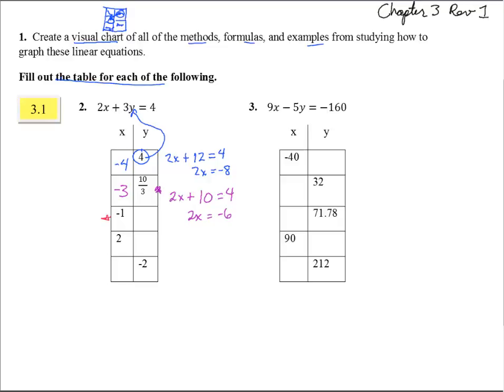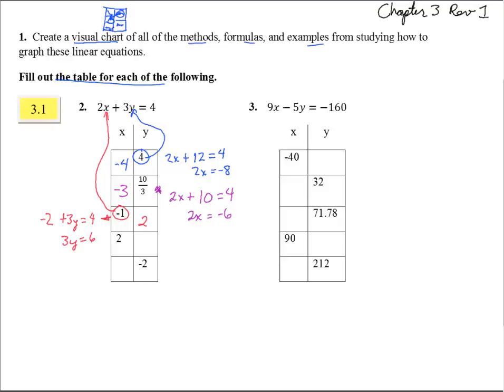The next one, let's do this one right here. Now this guy is not going into y, he's going into the x value. So we get 2 times a negative 1 plus 3y equals 4. Add 2 to both sides and we get 3y equals 6. Divide by 3 and we get y equals 2.